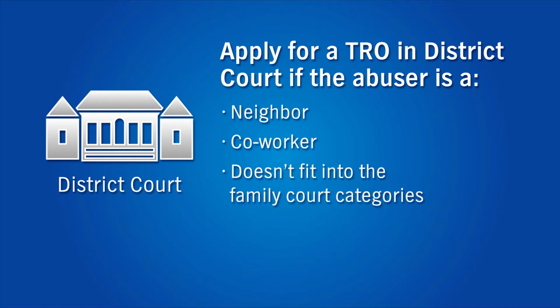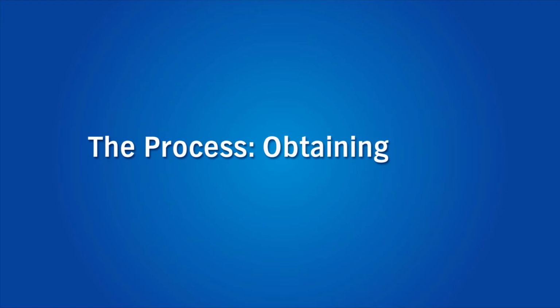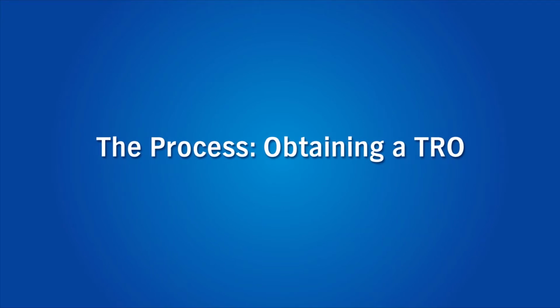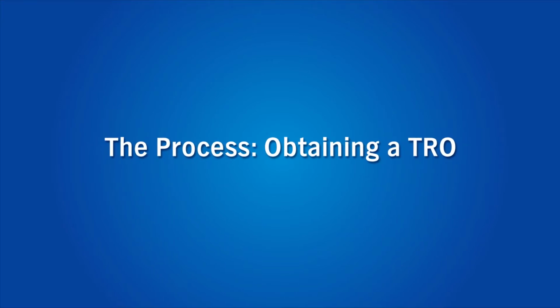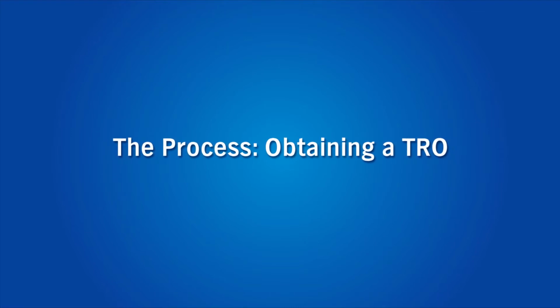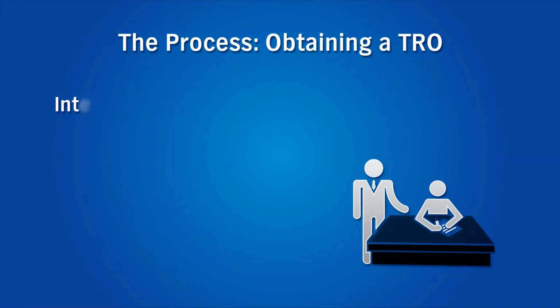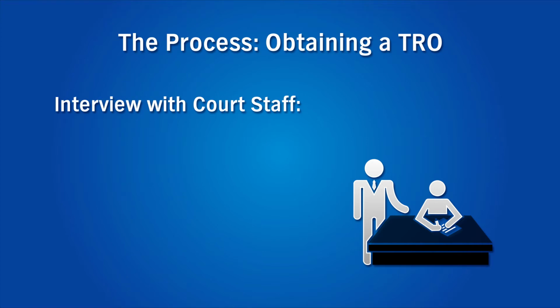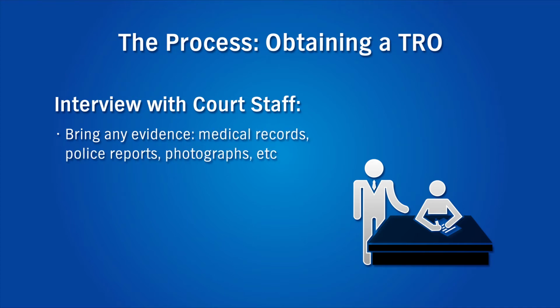Contact the court to apply for an ex parte TRO, which is granted without appearing before a judge or the other party being present. This gives immediate protection. Someone from the court or designated organization will provide assistance to complete the TRO court forms. Bring evidence such as medical records, police reports, and photographs.